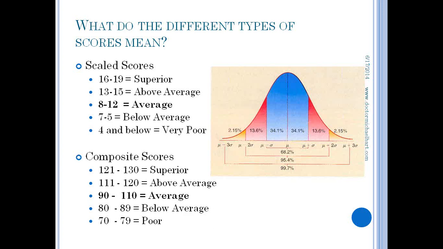So you know that the scaled scores generally operate on a mean of 10, and 8 to 12 would be the average range. And if you look at the bell curve, you see that 8 to 12 essentially is that blue area. So about 68% of people are going to land in that blue area. And that represents one standard deviation below the mean, one standard deviation above the mean. And then it follows from there.